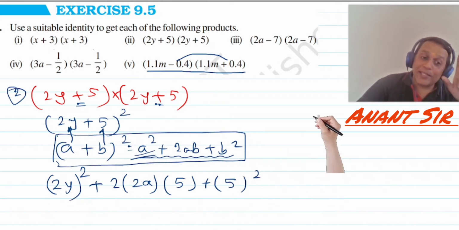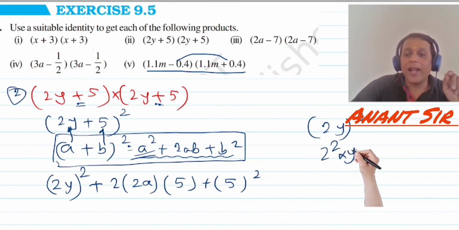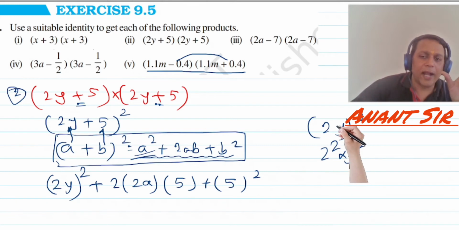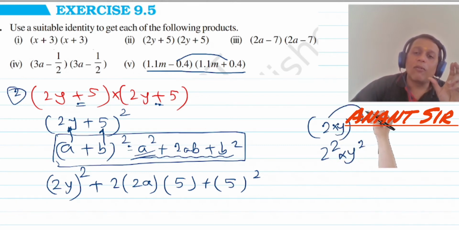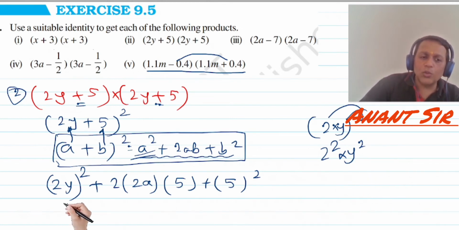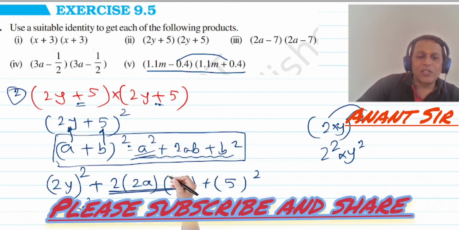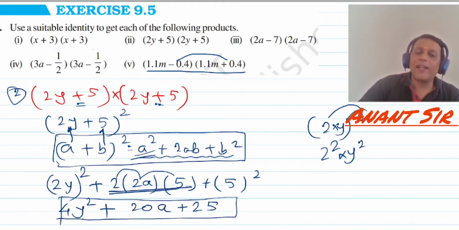So next step, (2y) whole square becomes 2 square and y square also. If there is a power to any bracket and there is multiplication between the terms, then that power applies to all the terms. Just separate the powers, that's it. So 2 square will become 4, y square will become y square. And this is 5 times 2 is 10, 10 times 2 is 20 with y as it is, and 5 square is 25. So this is our final answer, friends.